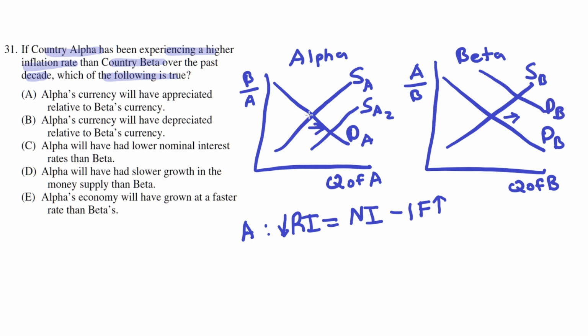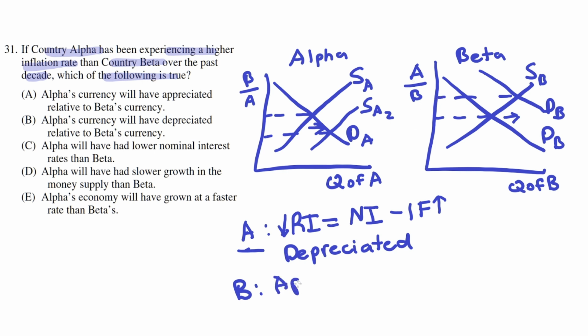And now we can see that country alpha's currency initially was up here for their exchange rate, but now it went down here. So as a whole, country alpha's currency depreciated. But for country beta, we can see that their exchange rate was here, but after the higher inflation rates, their exchange rate is up here. Therefore, country beta's currency has appreciated.